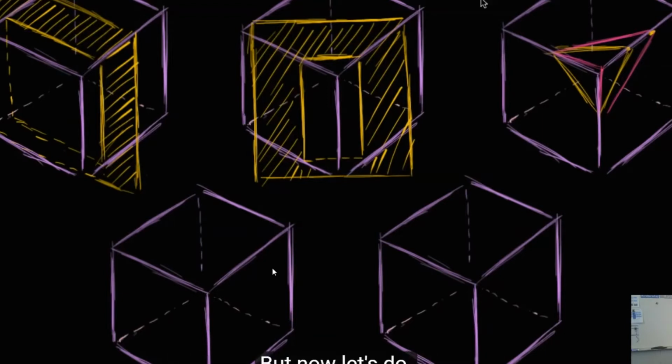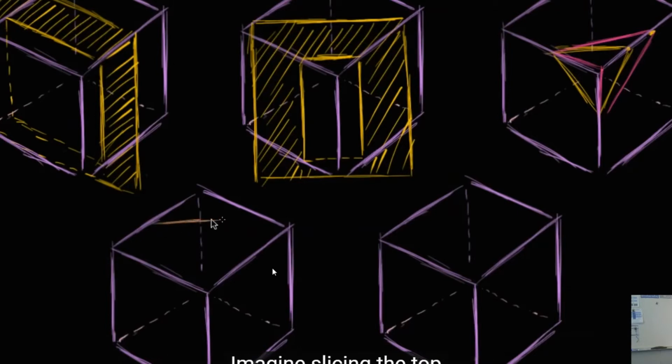But now let's do some really interesting things. Can you get a pentagon by slicing a cube with a plane? I really want you to pause the video and think about it here, because that's just fun to think about. How can you get a pentagon by slicing a cube with a plane? All right, so here I go. This is how you can get a pentagon by slicing a cube with a plane.